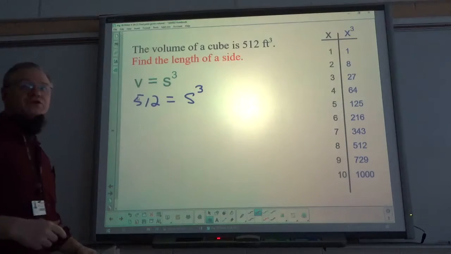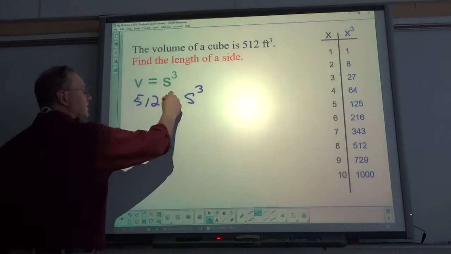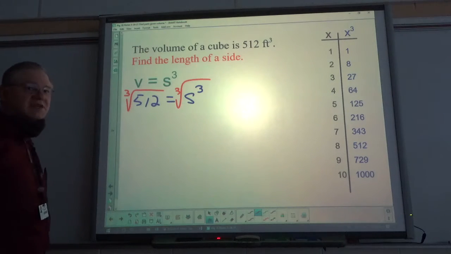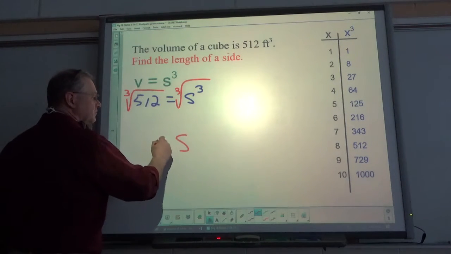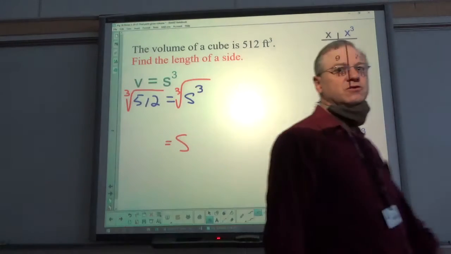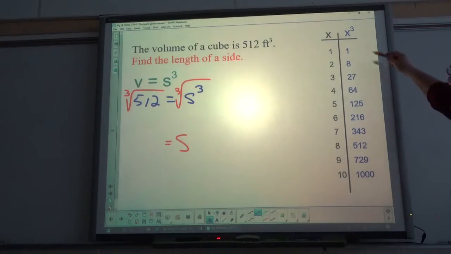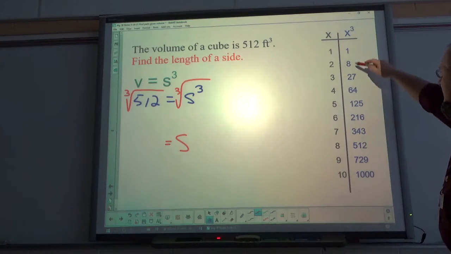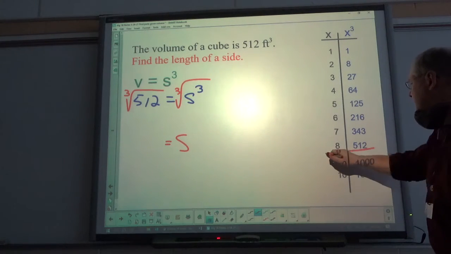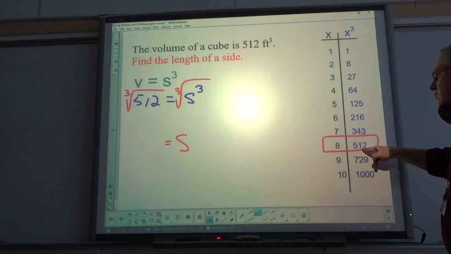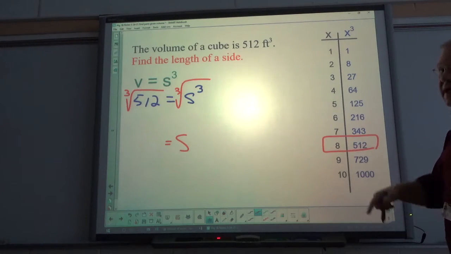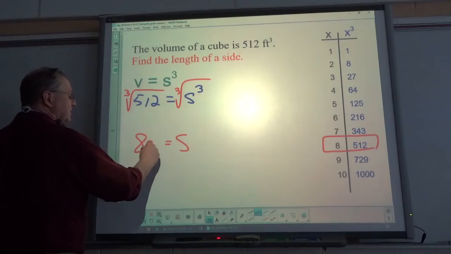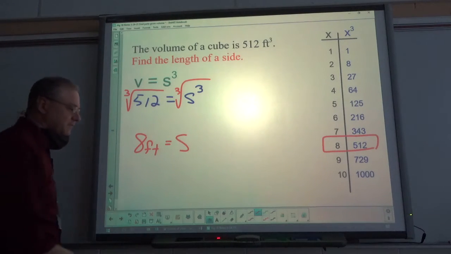Now normally you're going to use your calculator to do this, and you're going to cube root both sides. Now, if you don't have a calculator that does cube rooting, then I would suggest making a table like this one, where this is the numbers and this is the numbers cubed. In this case, there's 512, and that corresponds to 8 being cubed. So 8 feet is your answer here.